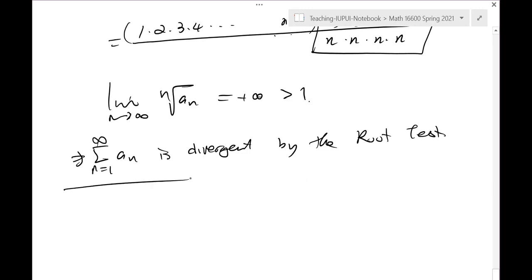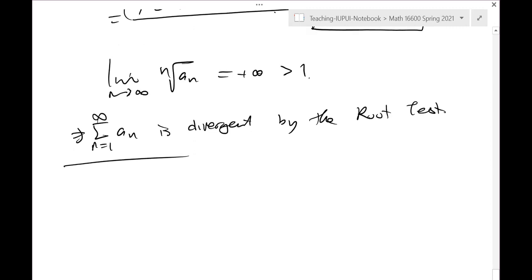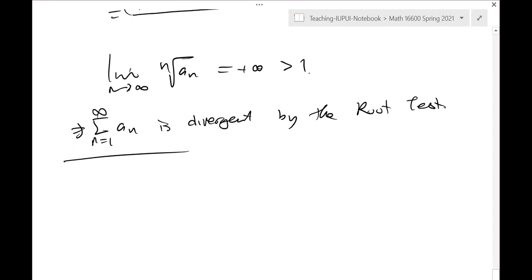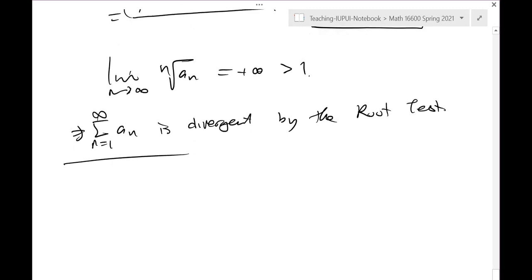Now, you could also use a comparison test directly. Well, actually, you can do that easily. So a_n is going to be n factorial. I can also use the ratio test. I can also use the nth root test.